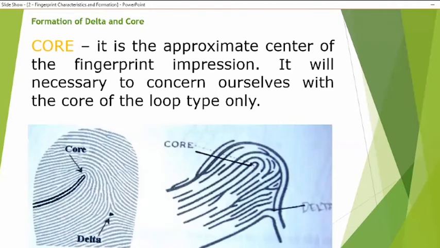Punta tayo ng core. Core is the approximate center of the fingerprint impression. It will be necessary to concern ourselves with the core of the loop type only. Bakit yan? Hahanapin natin yung core doon sa mga loop type pattern, diba? Minsan lang tayo gumagamit o naghahanap ng core pagdating sa whorl. Yan, mamaya i-discuss natin yan pagdating doon. So, since the core is the approximate center of the fingerprint impression, ito yan, dito tayo.